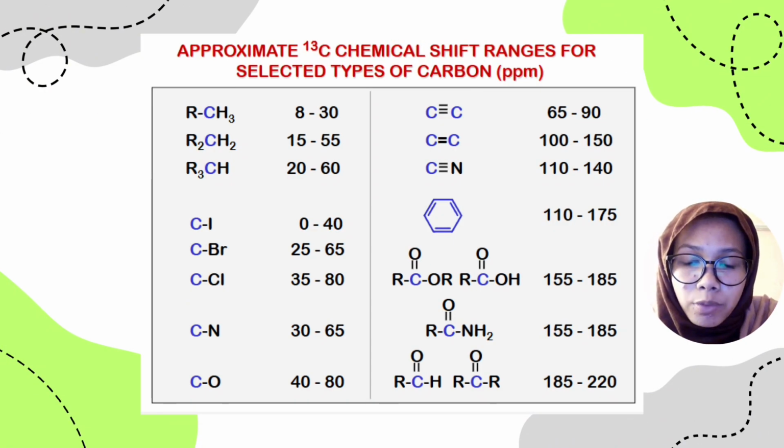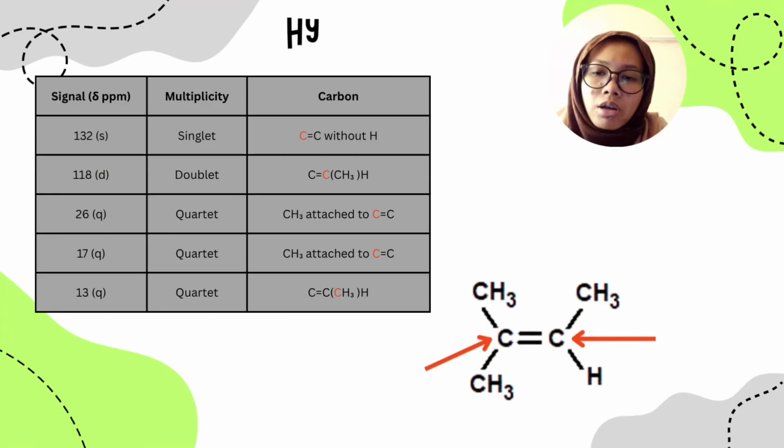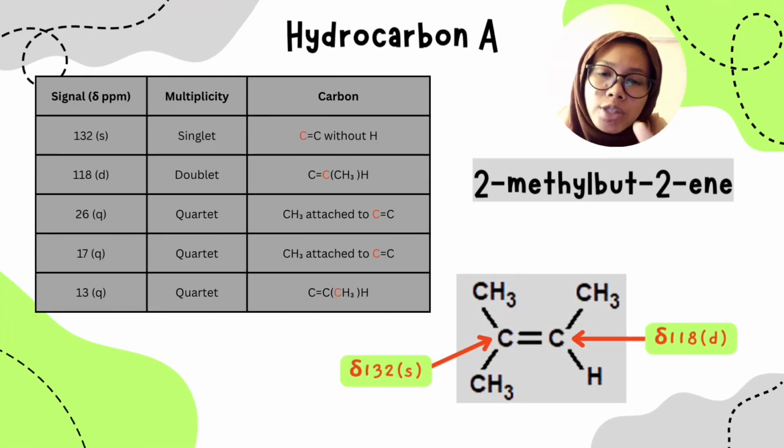This is the table we refer to deduce the structure and the type of carbon. For hydrocarbon A, I deduced it as 2-methyl butene. This is because looking at the signals at 182 ppm and 180 ppm, both are C double bond C.